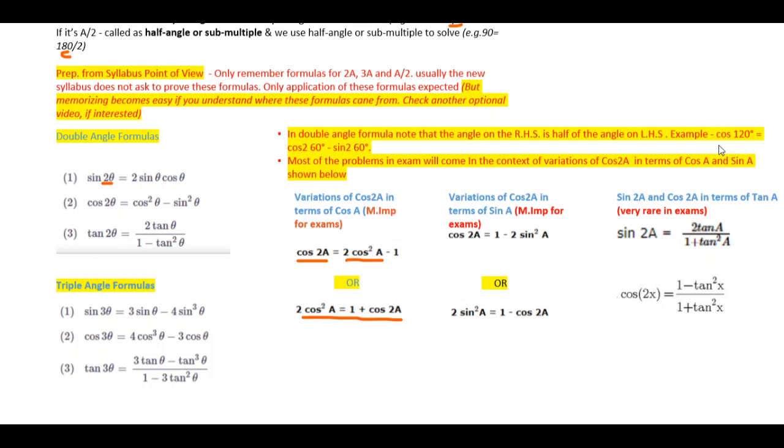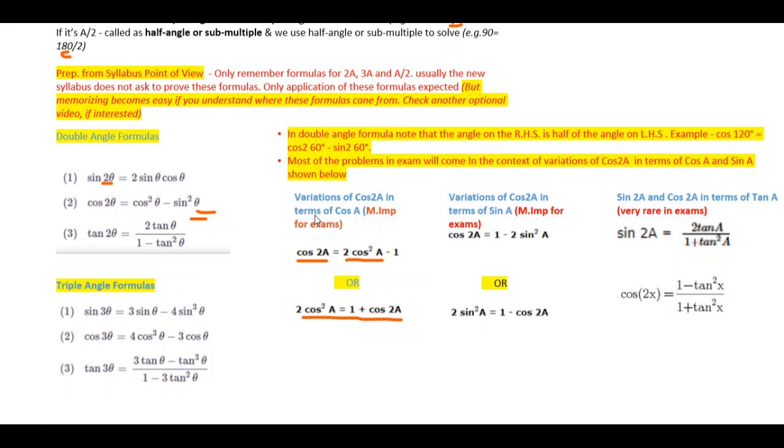For example, I've just given an example here. If you have to find cos 120, this is a square, I'll just fix the video later. It's cos square 60 minus sin square 60. I'm just applying this formula over here. So cos 2 theta, so cos 120 is 2 into 60. So cos square 60 minus sin square 60. So always remember that the right hand side will be half of the left hand side.